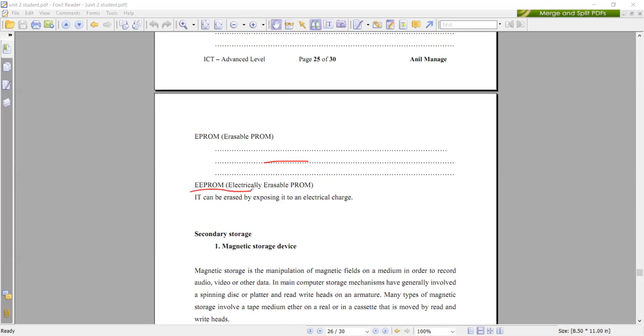The next one, EEPROM, that is electrically erasable. Now, with the earlier one, EPROM, we are erasing through ultraviolet. But this one, EEPROM, means electrically erasable programmable read-only memory. So, it can be erased by exposing it to an electrical charge. When you are using the electrical charge, that can be erased, right?